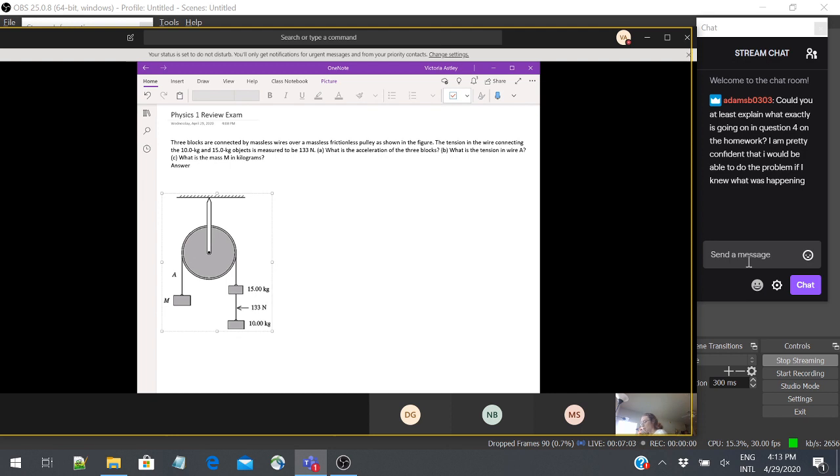Okay. So how many objects do we have? So that's a question. 3 objects, possibly 5 with the ropes. So that's a really good question about the ropes. The ropes are technically separate objects, but they are massless. So we don't really have to consider them as their own objects, but that's a good thought. So we definitely have 3 objects. So that means, how many free body diagrams do we need?